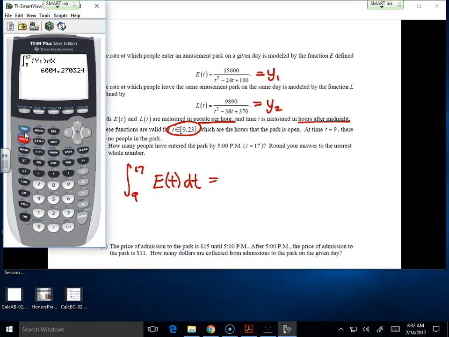Oh, alpha. You can go alpha y equals. There's all your menu and then hit trace. Or you can just hit alpha trace because you know where you're going. Okay. So we have 6,004 people.